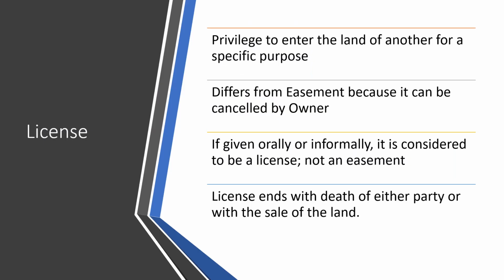A license is a privilege to enter the land of another for a specific purpose. It differs from an easement because it can be canceled by the owner. If given orally or informally, it is considered to be a license, not an easement. A license ends with the death of either party or with the sale of the land.